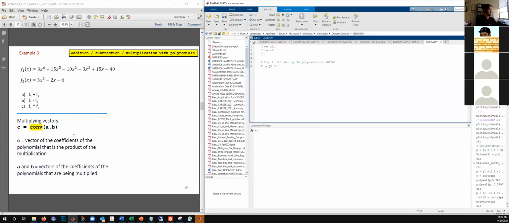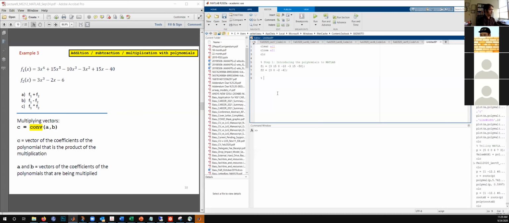This is really easy, but missing out on these things might lose you 2 or 3 points on the test. So 0, negative 10, negative 3, plus 15, negative 40. F2 is 3, then there is no x squared, so 0 for that. Then negative 2, then negative 6.